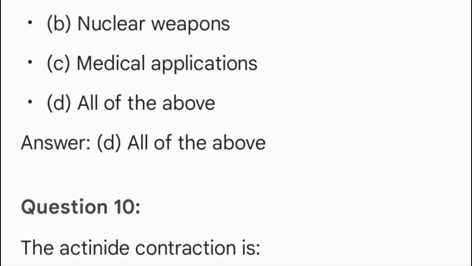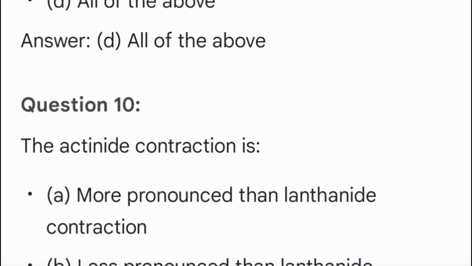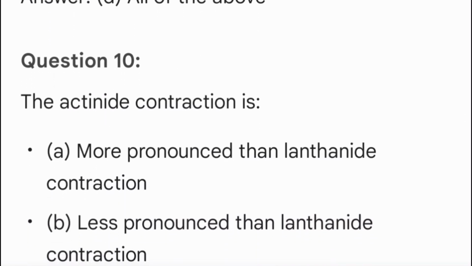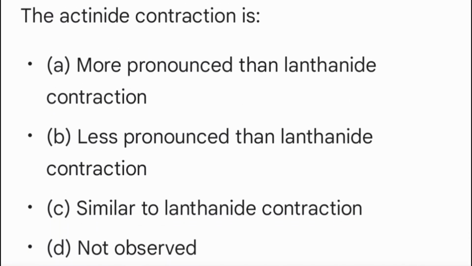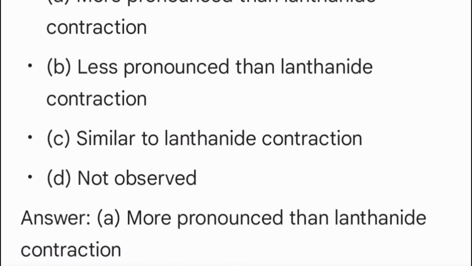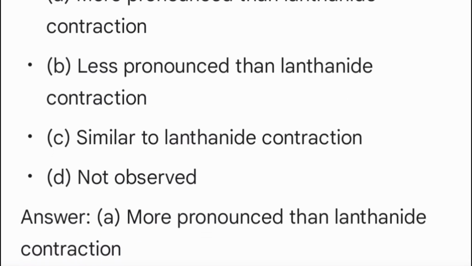Question 10. The actinide contraction is A. More pronounced than lanthanide contraction, B. Less pronounced than lanthanide contraction, C. Similar to lanthanide contraction, D. Not observed. Answer A. More pronounced than lanthanide contraction.